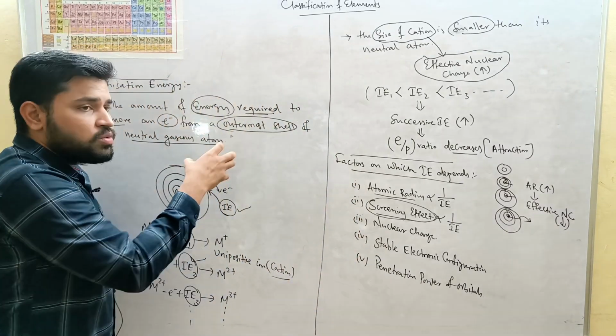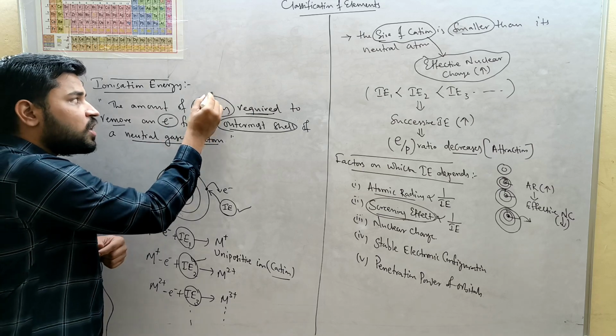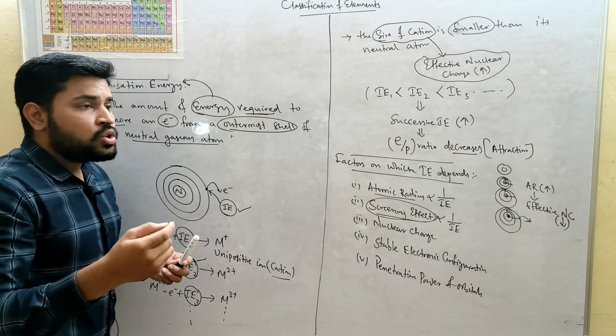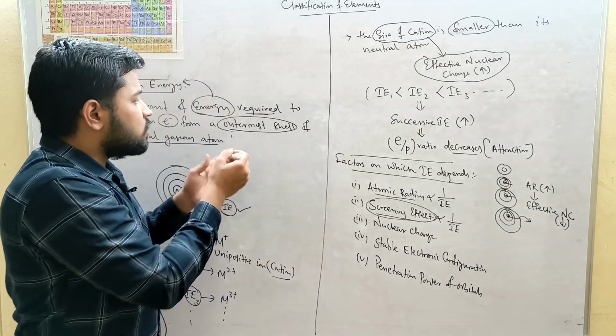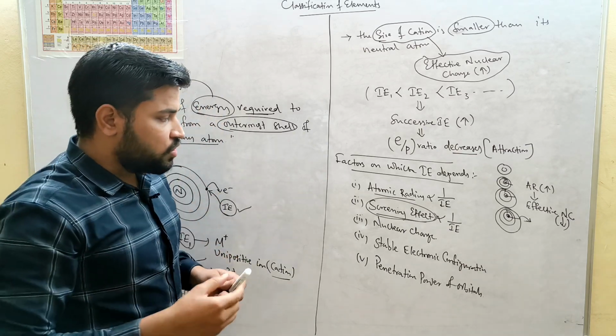So what is the point we are studying here? Ionization energy, where we are talking about how much energy we are supplying to remove the electron. If we are easily able to remove the electron, it means we are supplying less ionization energy. So this is the condition.